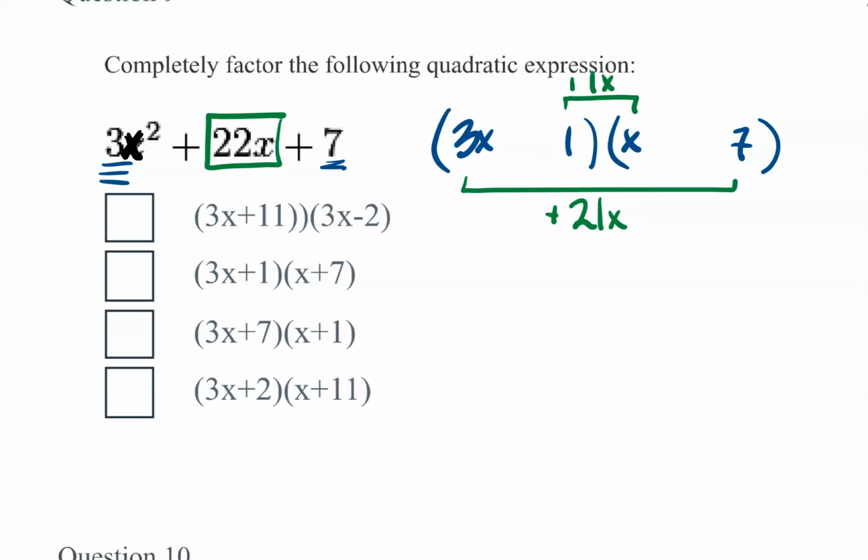Well, they certainly could if both were positive. Now, if both were positive, in order to get this 21x from this outside group, this positive 3x would have to multiply by a positive 7. This positive x would have to multiply by a positive 1. And I think a 3x plus 1 and an x plus 7 end up being the pair that works.